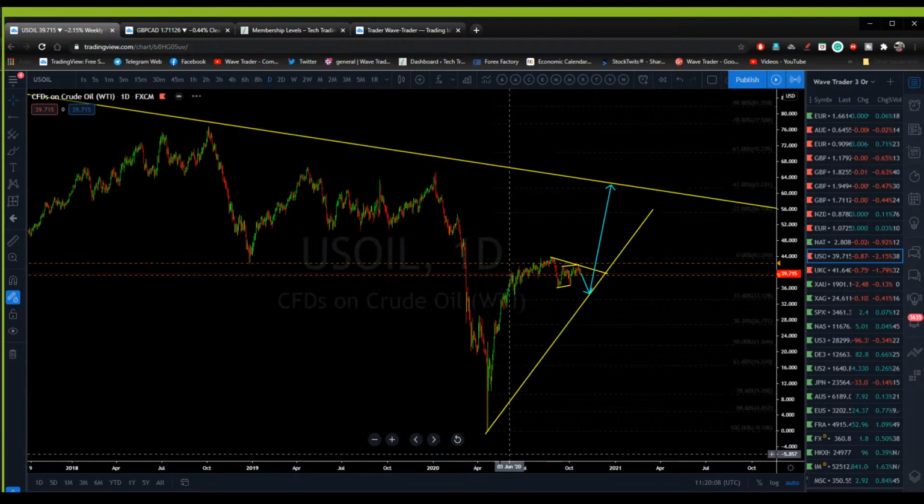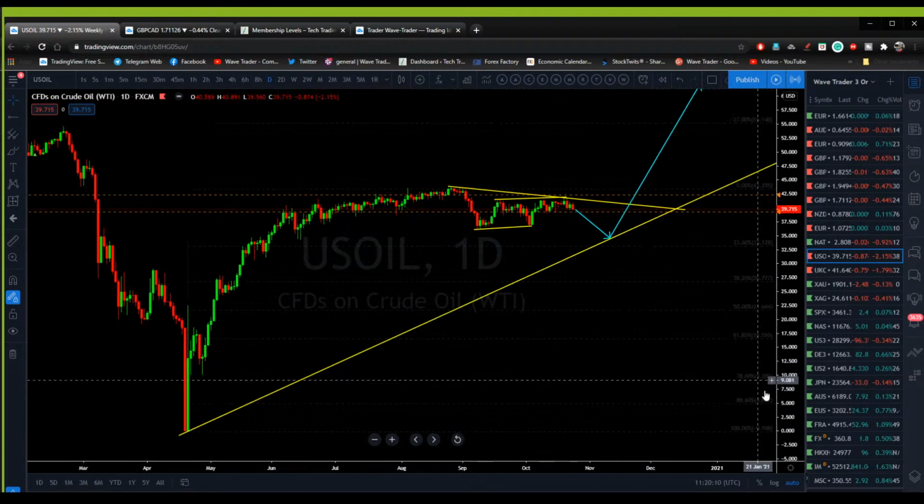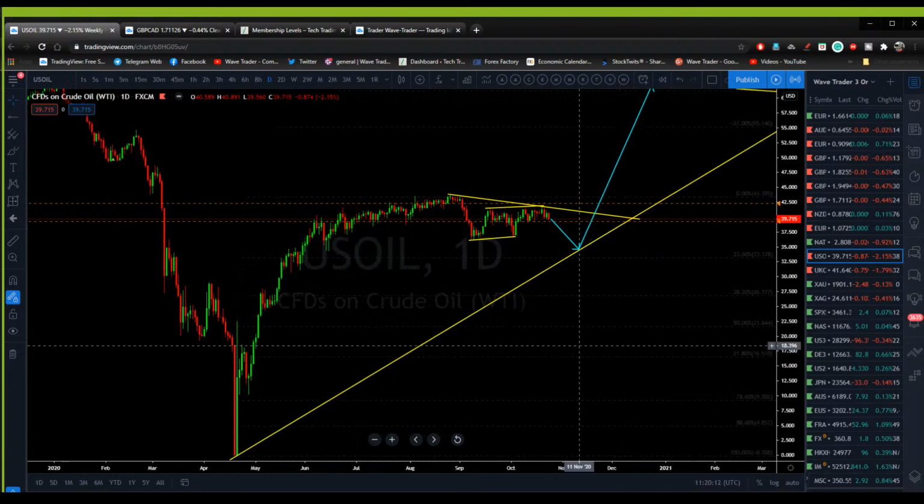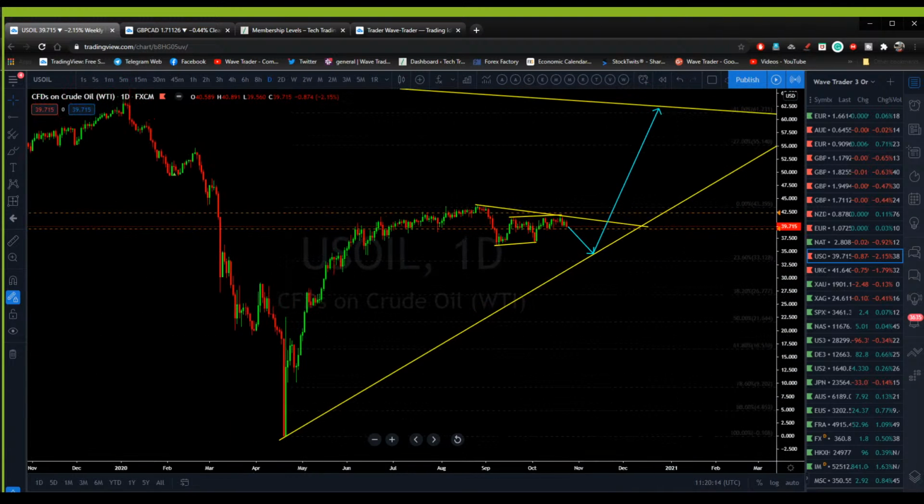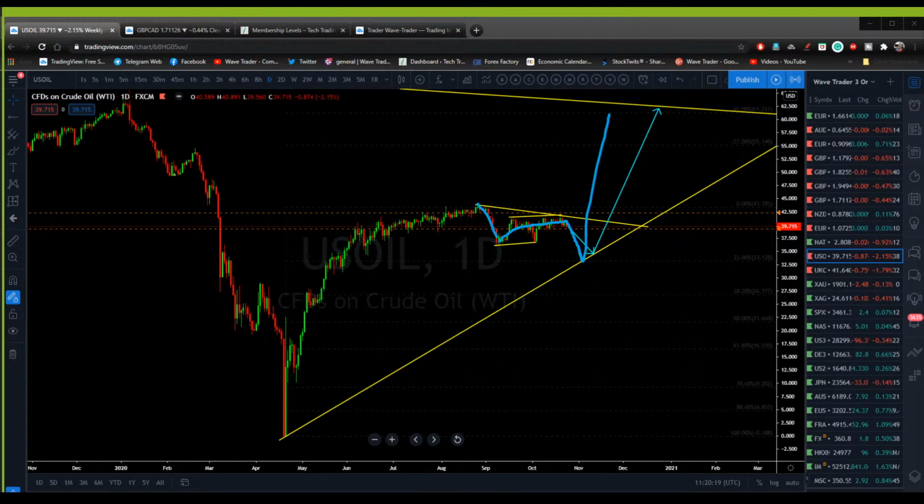Well explained. ABC move. We are still within the same pattern that we have had for the last couple of weeks. This ABC move drags lower and then goes higher.